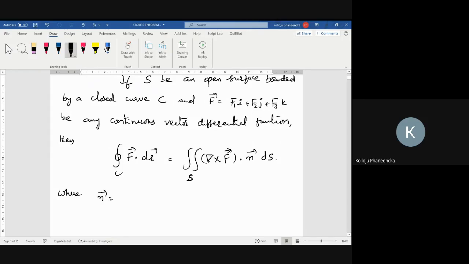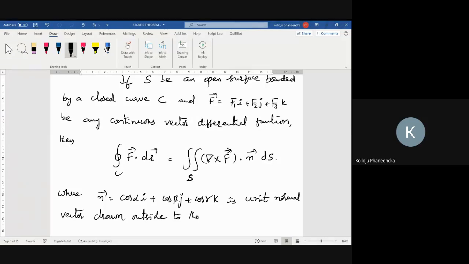N bar is, as usual, the unit outward drawn normal vector, and here it is cos alpha i plus cos beta j plus cos gamma k, the unit normal vector drawn outside the surface. So here are the main important points in the statement of Stokes theorem.